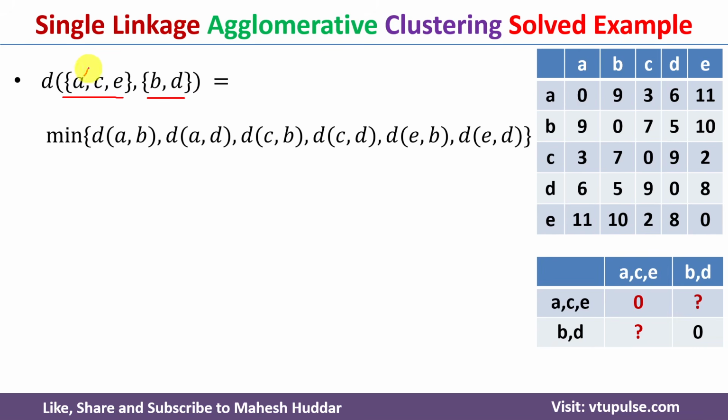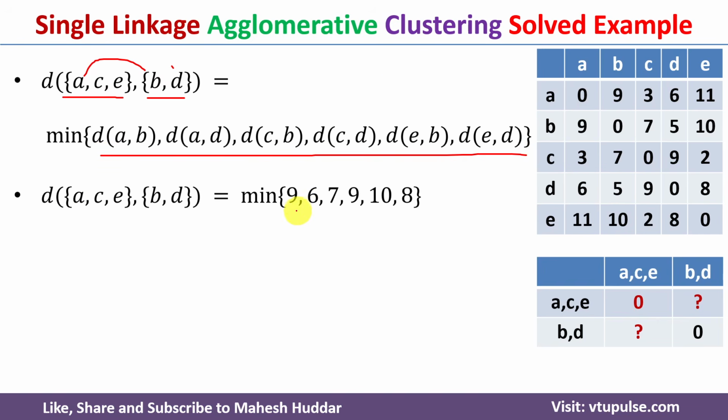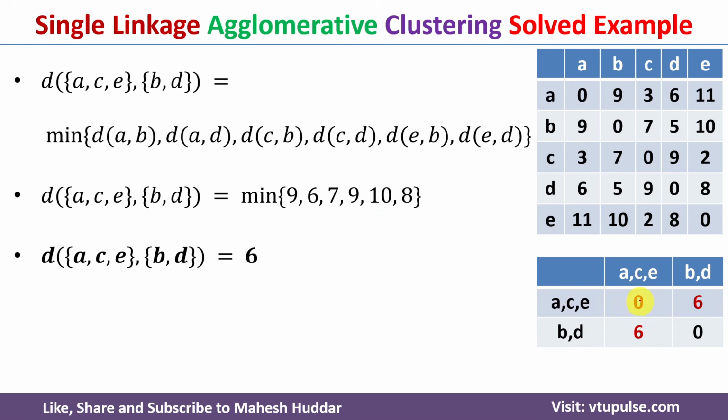That is nothing but the minimum distance between AB, AD, CD, CB, EB, and ED. I have written all those possibilities here, and then we need to put the values. Minimum among these is 6 here. The meaning of this is the distance between the cluster ACE to BD is equal to 6 here. This is also 6 and this is also 6 here. Once you update this weight matrix, the weight matrix looks something like this. Now we need to consider this as a base weight matrix for the next iteration.